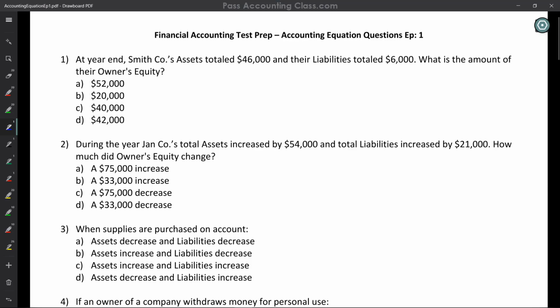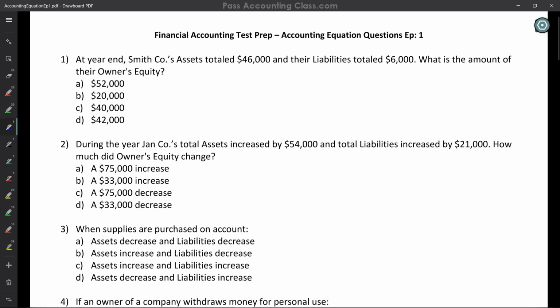Question 1 says, at year end, Smith Co.'s assets totaled $46,000 and their liabilities totaled $6,000. What is the amount of their owner's equity? $52,000, $20,000, $40,000, or $42,000.